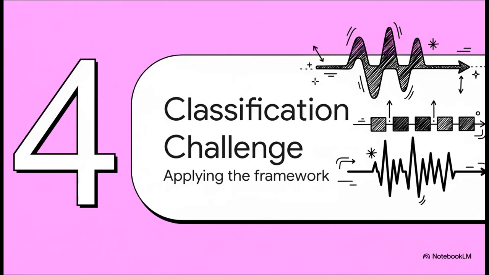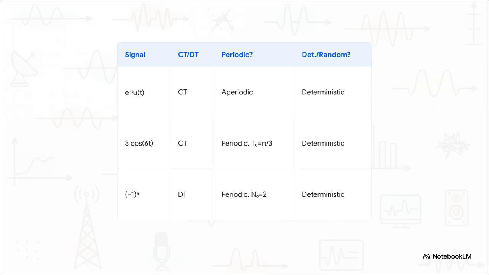All right, that's enough theory for now. Let's actually put this framework to the test, shall we? We're going to classify 3 very common signals that you'll see throughout this course using every dimension we've just learned. Let's just walk through this table one by one. First, we have that decaying exponential, e^(-t) u(t). Okay. It's defined for all time, so it's continuous time. Its amplitude is continuous, so it's analog. It keeps decaying, but it never repeats, so that makes it aperiodic. And since we have a perfect formula for it, it's deterministic.